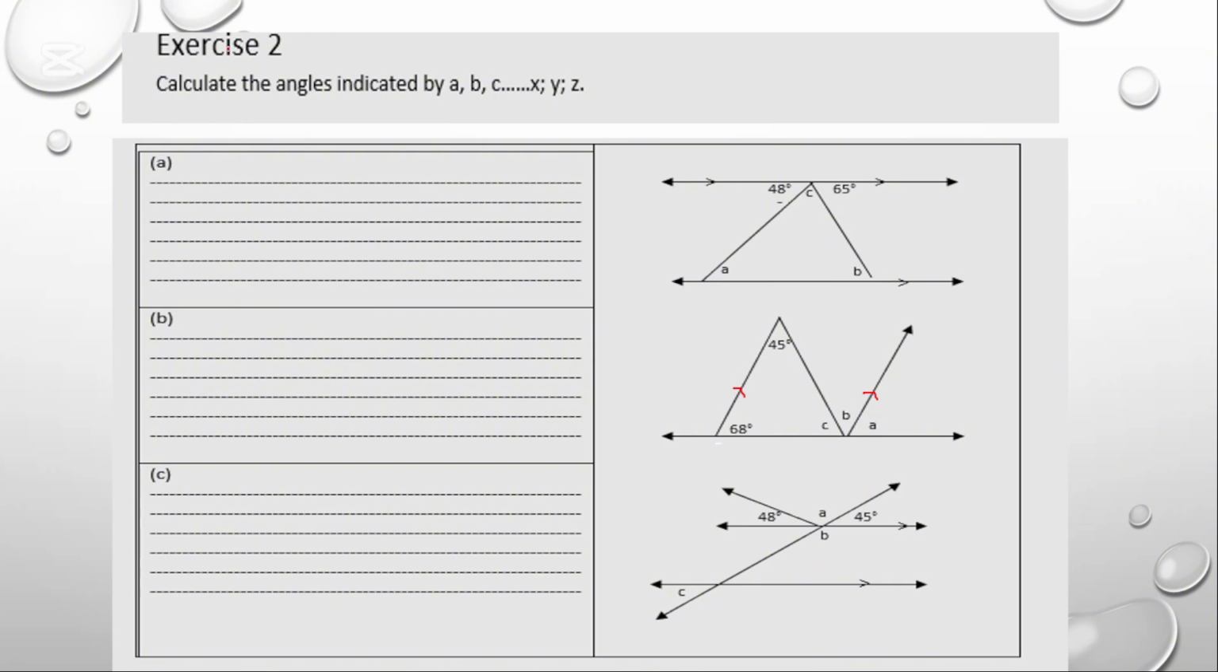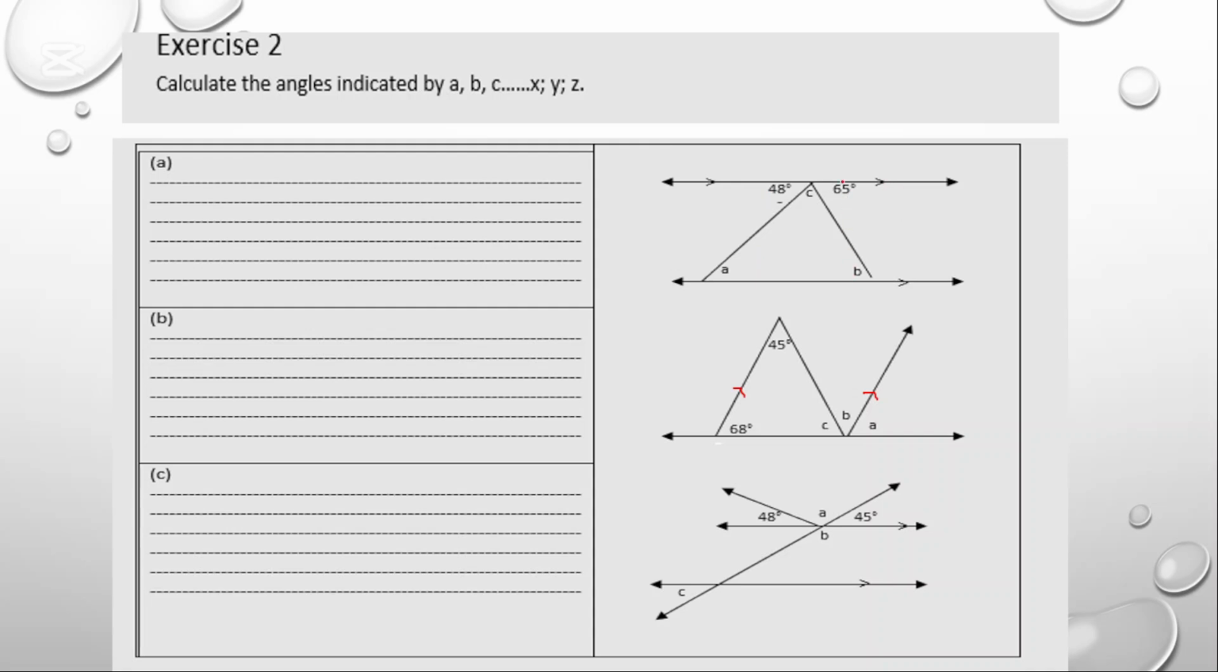So we have exercise 2. Remember, answers on the last slide. I will just help you. Calculate the angles indicated by A, B, C and X, Y, Z. This is our given angle. So the given angle forms a pair with which other angle? Right, you can see 48 and A form a pair. You see the Z? Alternate interior angles. Right, so we know that alternate interior angles are equal.